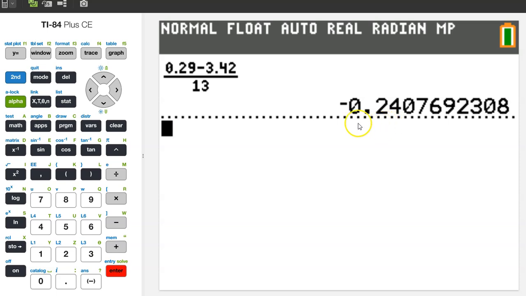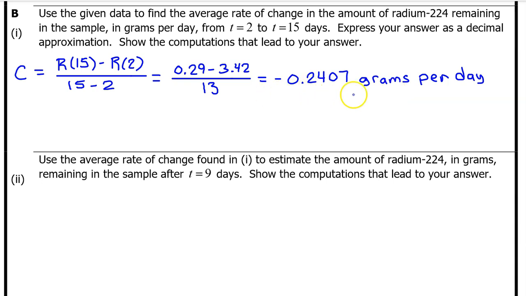The average rate of change is negative 0.2407. Again, always use 4 decimal places and don't try to round. Don't forget the units. The average rate of change of R of t on this interval is negative 0.2407 grams per day.